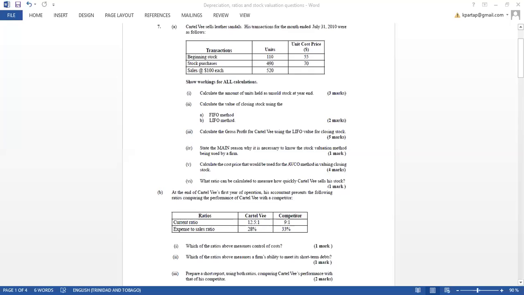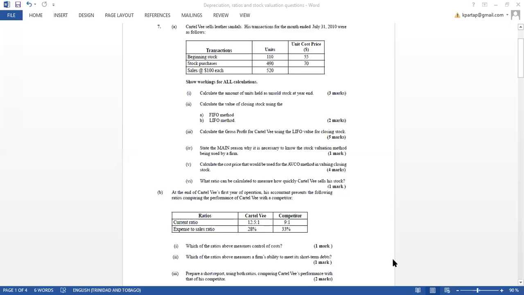Okay, so now we are on to part 4. State the main reason why it is necessary to know the stock valuation method being used by a firm. Does anybody want to give me that answer? Why do you need to know the stock valuation method?